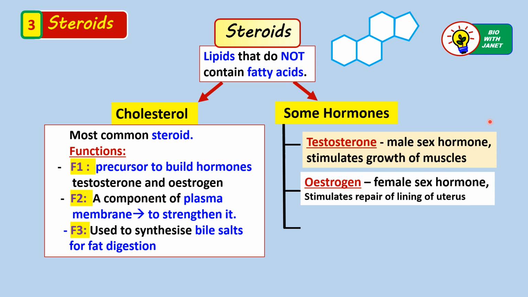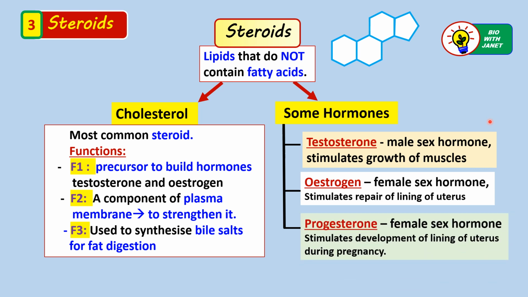Estrogen is the female sex hormone that's used to stimulate the repair of the lining of the uterus. All right, the repair of the wall of the uterus to prepare for pregnancy. And then progesterone is another female sex hormone which stimulates the development of the lining of the uterus during the menstrual cycle, which we will discuss later on in another topic. So all these hormones are made of steroids, or they are steroids themselves, okay, apart from cholesterol.